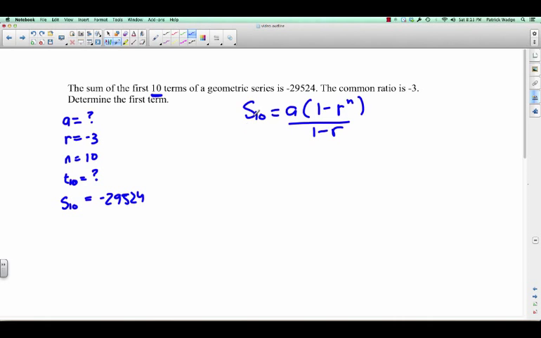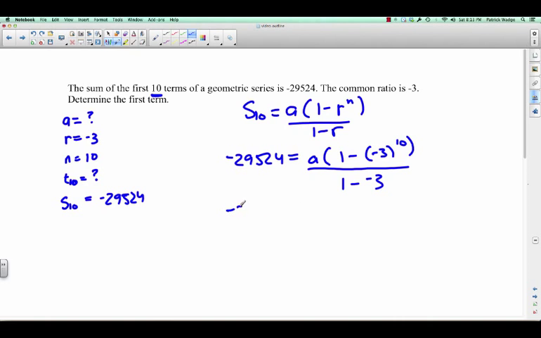Do we know the sum of the first 10? Yes, it's negative 29,524. a we don't know. 1 minus r, we know r is negative 3, and we're raising it to the 10th power. That's what n is. All divided by 1 take away r, and r is negative 3. Okay, negative 29,524 equals, again, you want to make sure you do this first. So we have a, and then 1 minus negative 3 to the 10th power equals positive 59,049. And on the bottom, 1 take away negative 3 is 4.